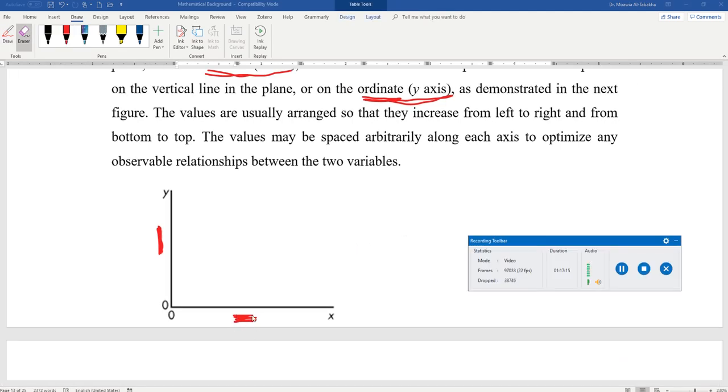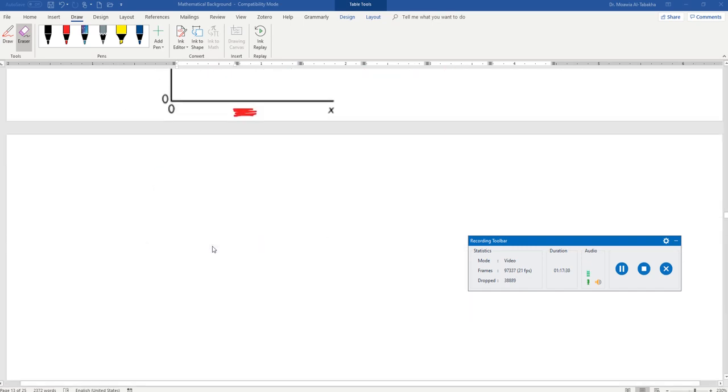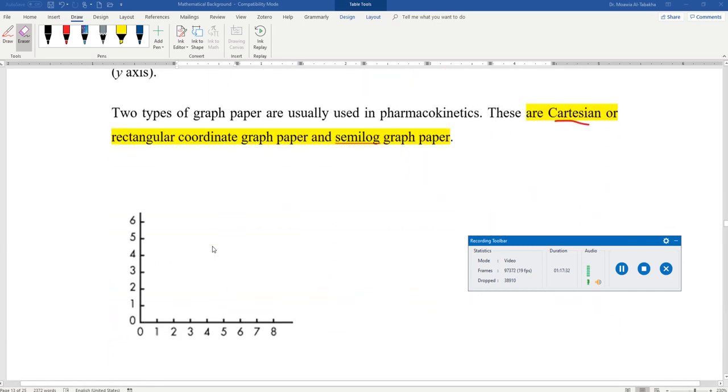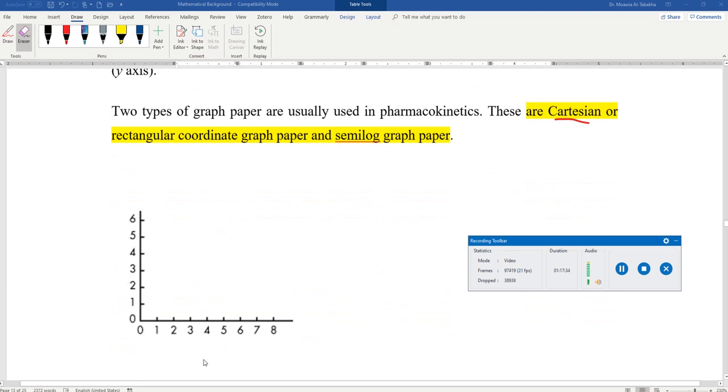So we agreed that the x-axis will have the independent variable. In this case, in pharmacokinetics, it's time. And the dependent variable in pharmacokinetics will be the concentration. Now let's look at the graph here with two axes. You have the x-axis and y-axis.